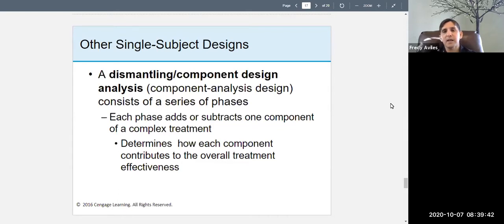You can do that with medication. Treatment for AIDS, for instance, is a cocktail of medications. There's a whole bunch of different medications. They can do a dismantling design to see which medications actually are having the most effect. They can remove one, add another, to see which one is working.